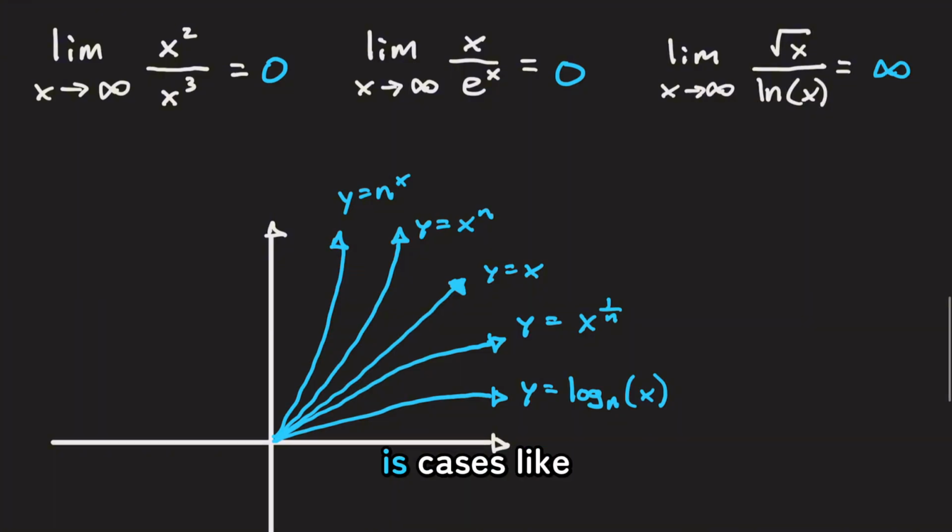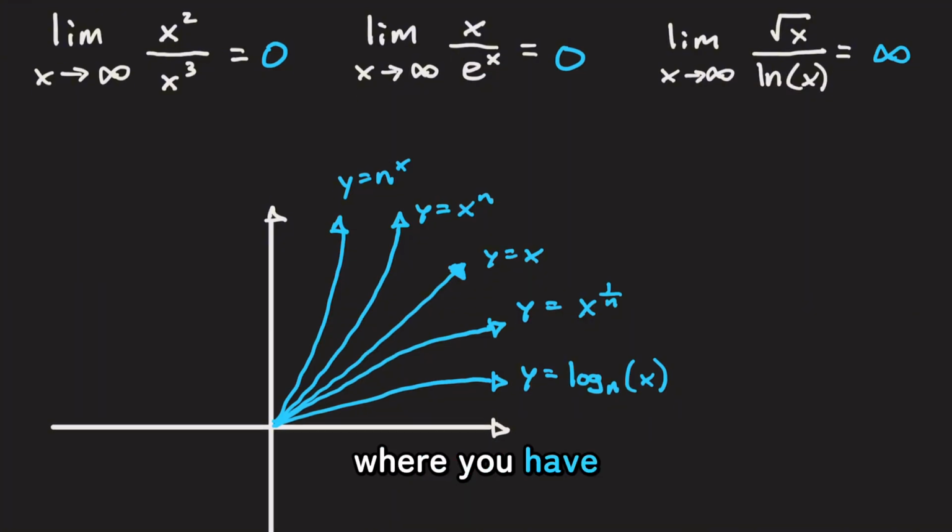Now, where it gets more interesting is cases like this one, where you have different types of functions, like x squared and x cubed here, or e to the x, or natural log of x, and they're all competing with other functions for which one is going to go to infinity the fastest. So there's a general rule that you can follow for which of these functions is going to win.